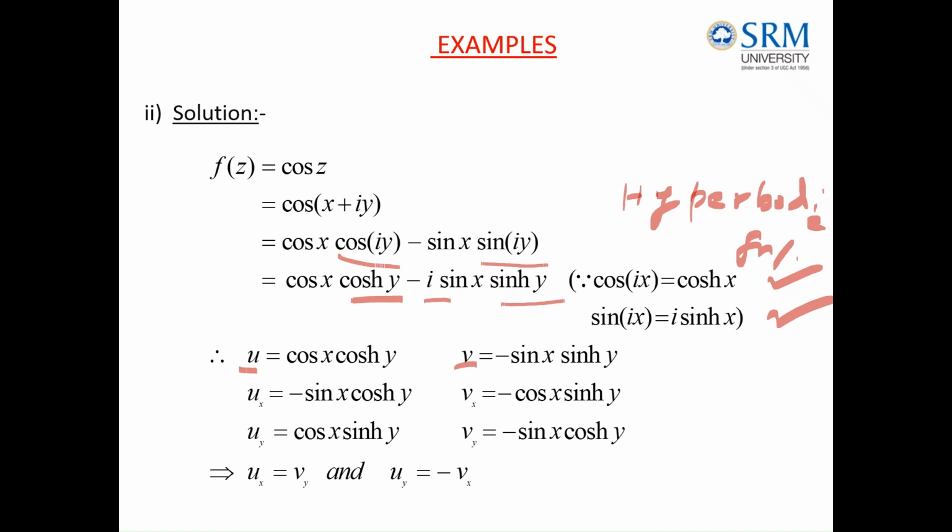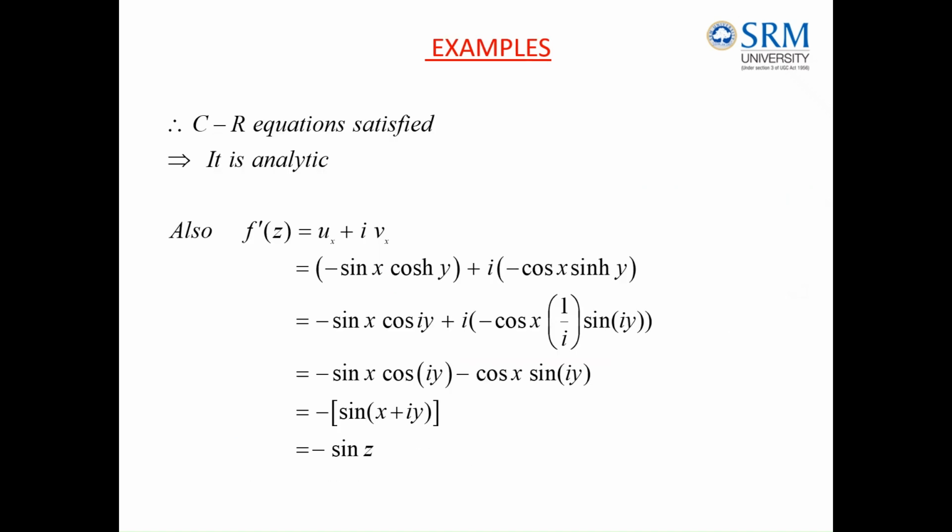Then we need to find the partial derivative of u with respect to x, u with respect to y, v with respect to x, v with respect to y. After finding these, we need to check whether it satisfies the CR equation. Yes, it satisfies the CR equation. So the partial derivatives exist and they are continuous and it satisfies the CR equation. So I can say that the function is analytic.